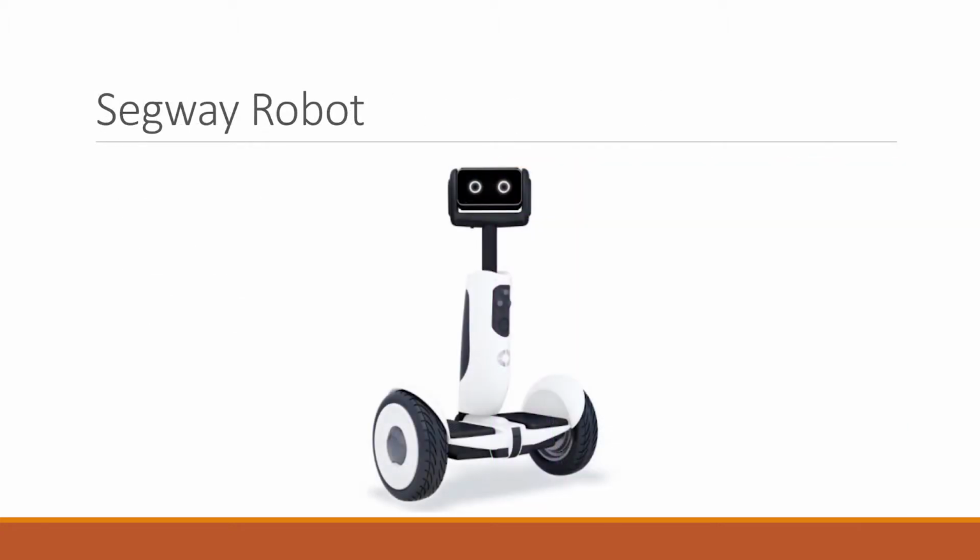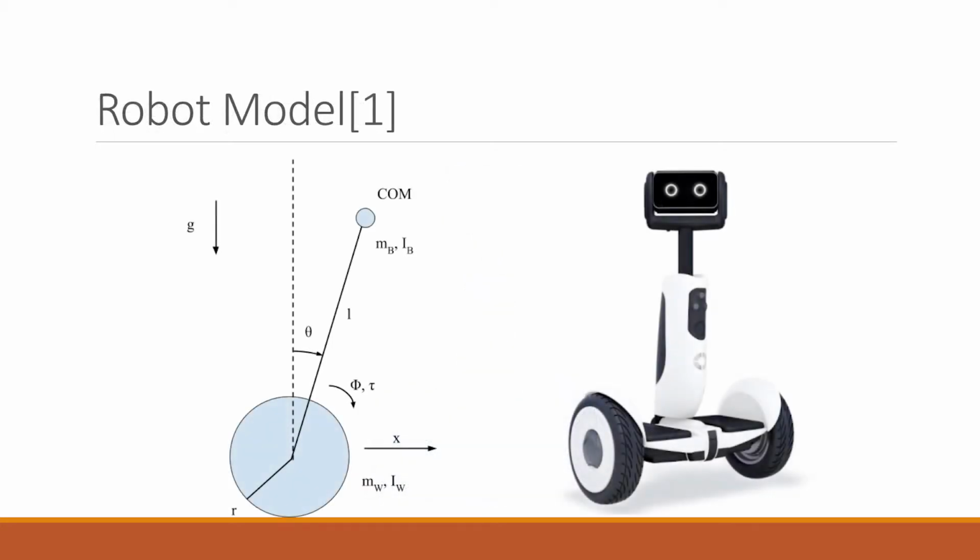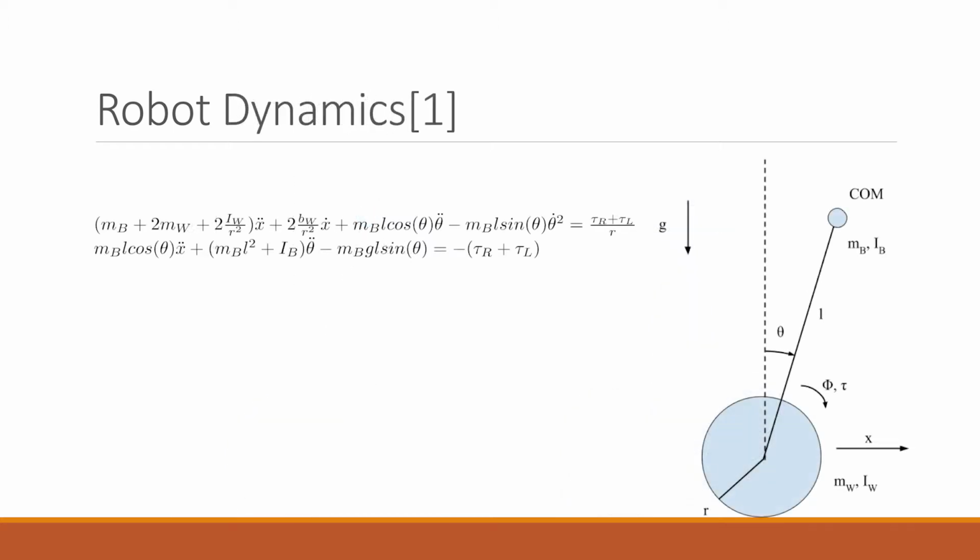Let's first talk about things that we're all familiar with, the Segway robot. The modeling of the Segway robot can be very complex. After referencing the paper "Modeling of a 2-wheel self-balancing robot driven by DC gear motors," I simplified the model by making the assumption that the robot is simply an inverted pendulum with center of mass concentrated at a single point with distance L from the wheel. Based on the simplified model, the dynamics can be described as shown.